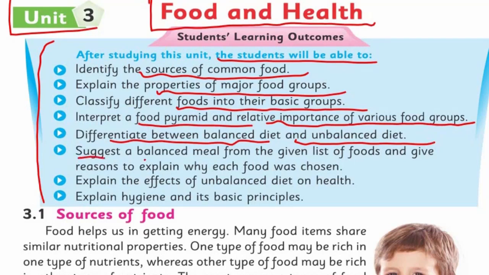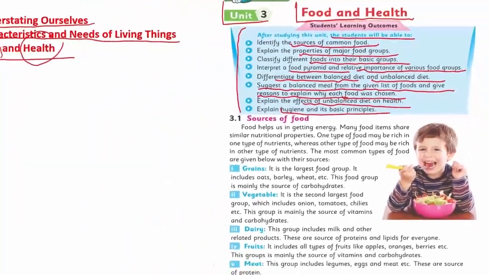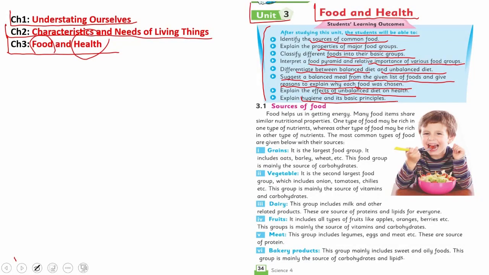The next SLO is suggest a balanced meal from the given list of foods and give reasons to explain why each food was chosen. Which food we select, why do we choose which food at a particular time. Explain the effect of unbalanced diet on health. Explain hygiene and its basic principles. Hygiene is very important, my dear students. We are Muslims and we believe in a hygienic environment. So, achieving these SLOs, we will study in this chapter, inshallah, different topics, and all these SLOs are covered in those topics.